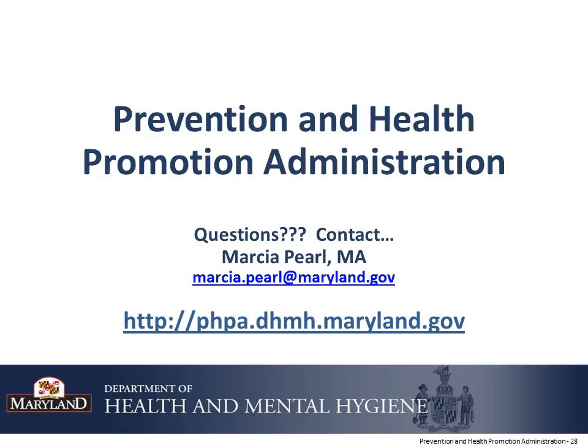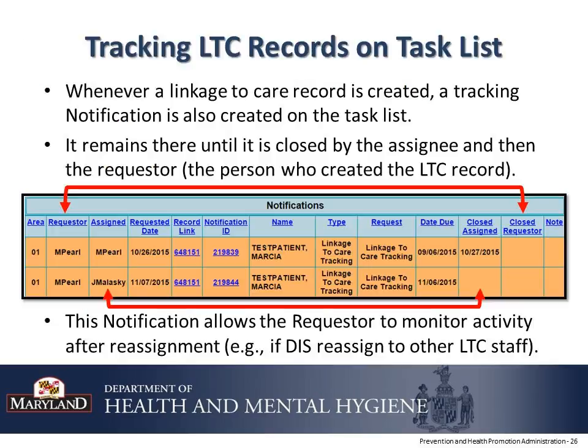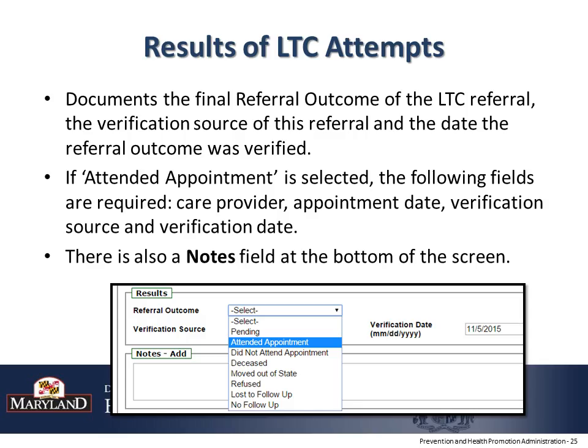I have a question. On the linkage to care, do you have the opportunity to reassign that record like you do with field records and interviews and labs? Yeah, I believe so. You can have the field record assigned to one person and the linkage to care assigned to someone else, and if it needs to be reassigned to someone else, you can do that. So the linkage to care, is that embedded within the field record? No, it's a separate record. Okay. It's treated very similarly to a lab. Okay. Thank you.